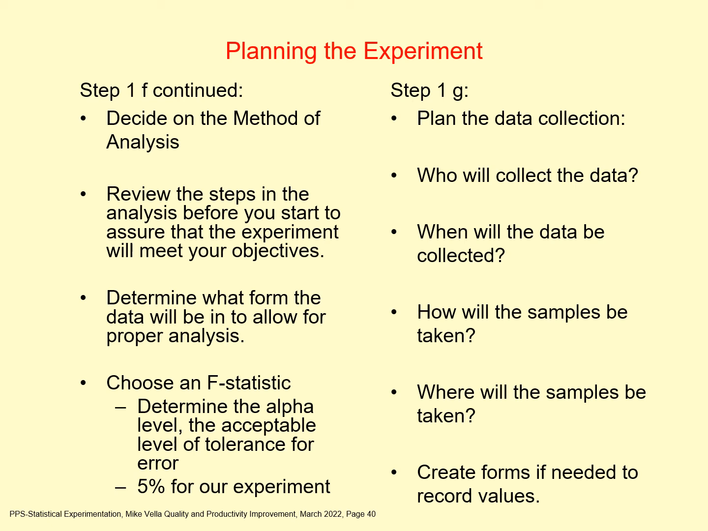1G, then we're going to plan and collect the data. So we have to decide who will collect the data, when it will be collected, how the samples will be taken, where the samples will be taken, and create any forms if needed to record the data. Now this may sound unnecessarily detailed, but we want to make sure that no extraneous information gets recorded in the data, nothing strange occurs, nothing unusual. We want to make sure that we're faithful to the experiment.